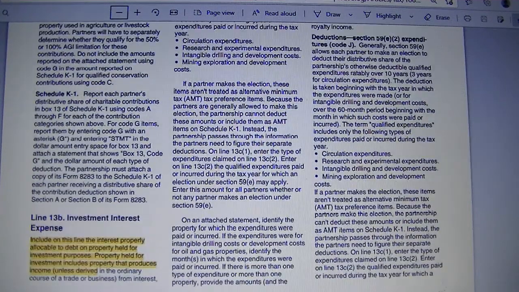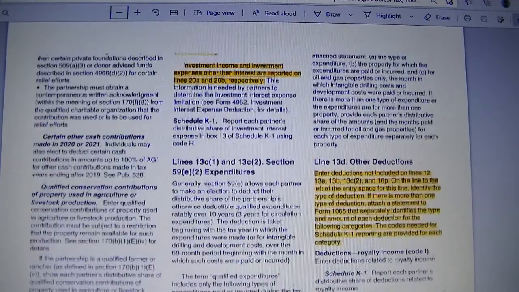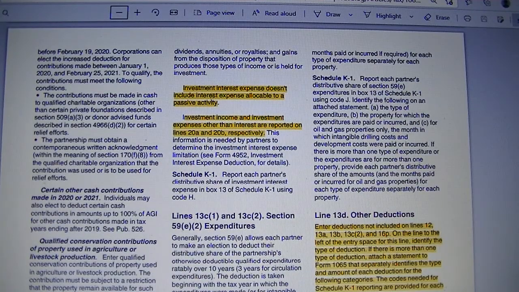pretty much like the interest you are paying on the debt, will go on line 13B. But once again, it's good that you read it yourself to see how you understand it. And the investment income and the investment expense will go on line 20A and 20B as well. And they should have been already included up, but then that was the income, and now we are talking about the expense.